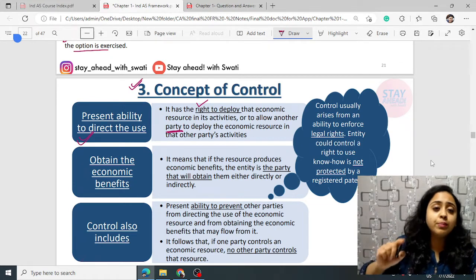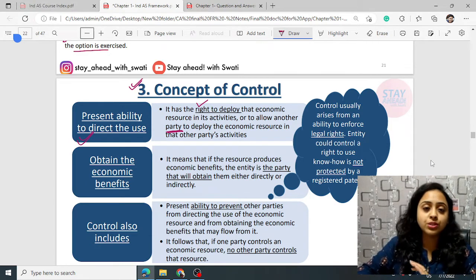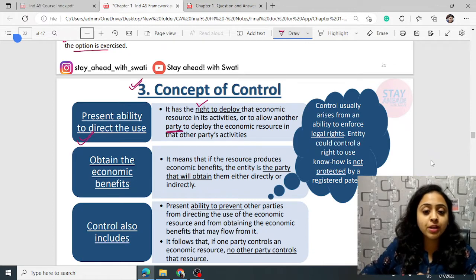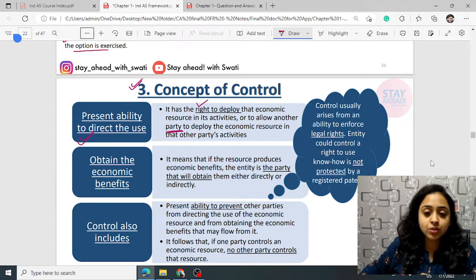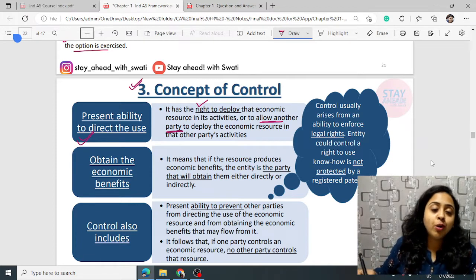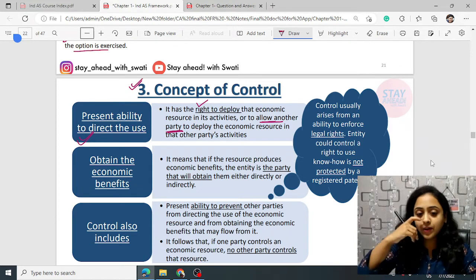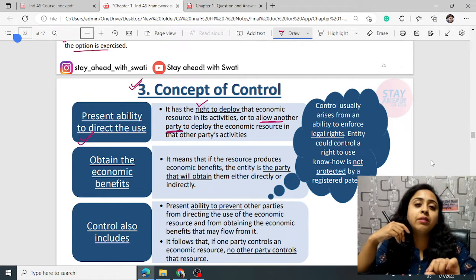This means either you will be using it or you have sole power to direct whether another party can use it or not. Deploy means applying those resources. It has the right to deploy those economic resources in its activities, or to allow another party to deploy, use or apply those economic resources in that other party's activities. Either you can use it or you can direct its use by another party. Then you will be entitled to say that you have control over that asset.